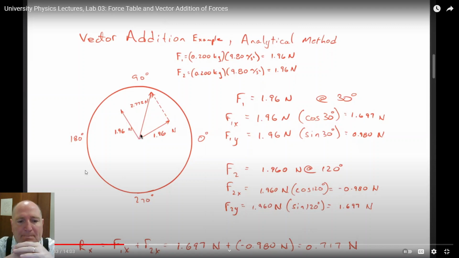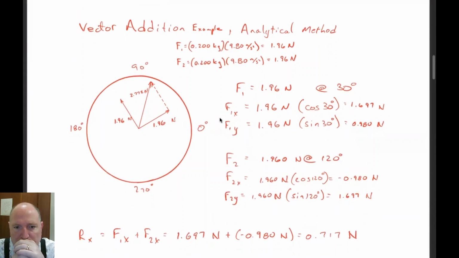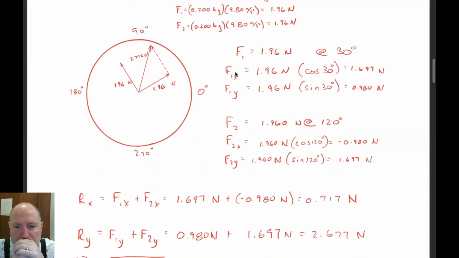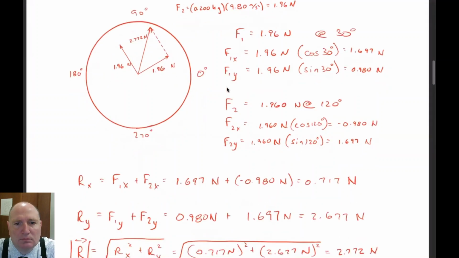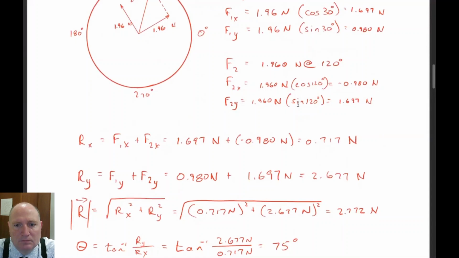And we want to analytically find the resultant. So, to get the x value of F1, it's 1.96 times cosine of 30 degrees, which is 1.697 newtons. F1y is using the sine. You get 0.98 newtons. F2, I got minus 0.98 newtons for the x. You can see it's a small vector over here. And for the y, it's 1.697 newtons.